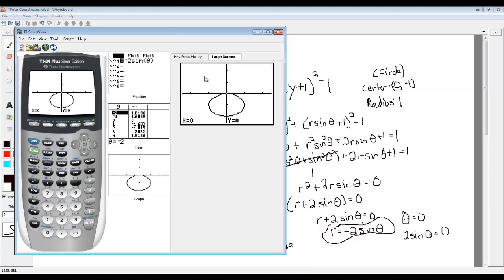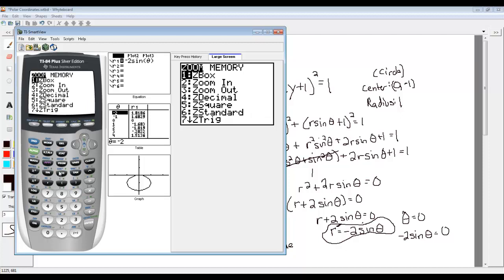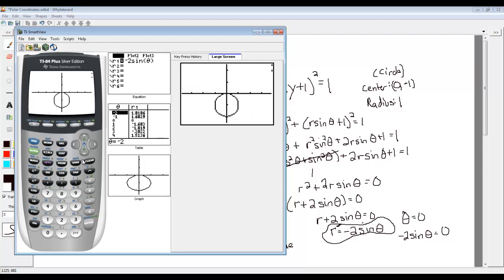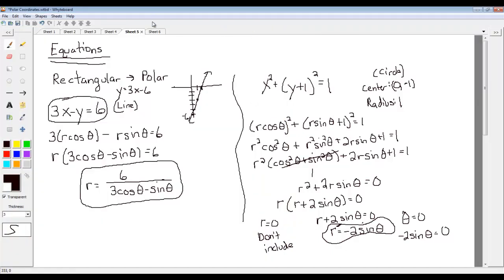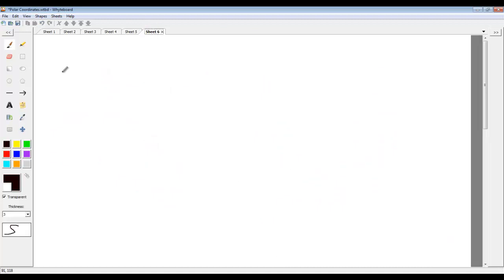There's my circle. The center is at 0, negative 1 right here. The radius is 1 unit all the way around. It doesn't look very circular. That's because when I zoomed before I had done z standard. Let's do z square. Let's square it up, and it'll look a little more circular. But it is a graphing calculator, so it has pixel limitations. The circle looks a little flat on the sides here, but you should be aware it is a circle based on the equations. Okay? And just like we can go rectangular to polar, we can also go polar to rectangular too. There's no stopping us.